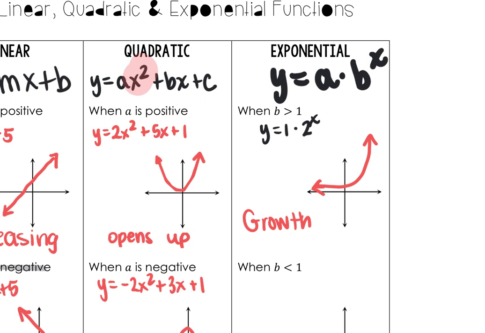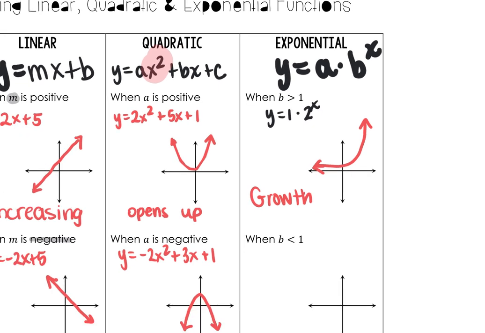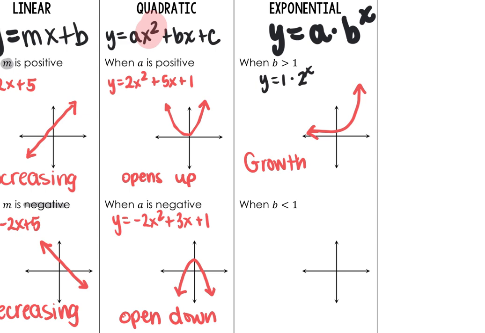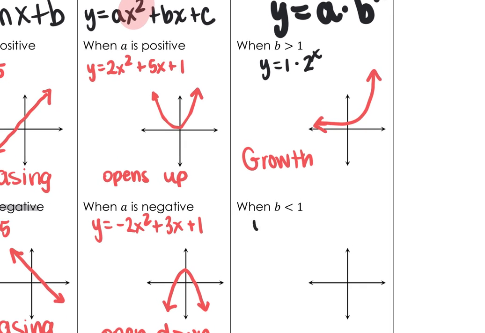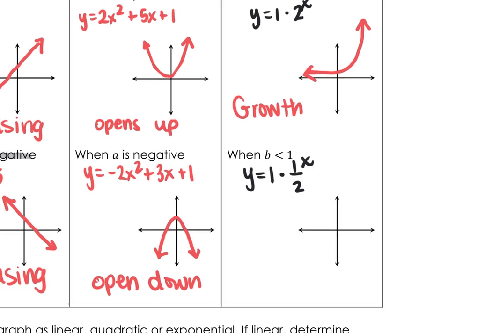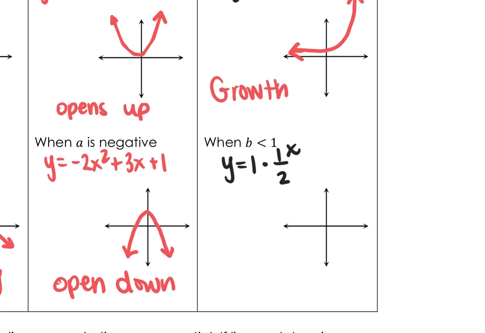And then on the opposite side, if our b is less than 1, so let's say our function is y equals 1 times 1/2 to the x power. So now 1/2 is less than 1. And what this is going to cause our slide to do is, instead of our slide increasing, our slide is going to be decreasing. And when your slide is decreasing, it is a decay. So if something is decaying, it's decreasing.